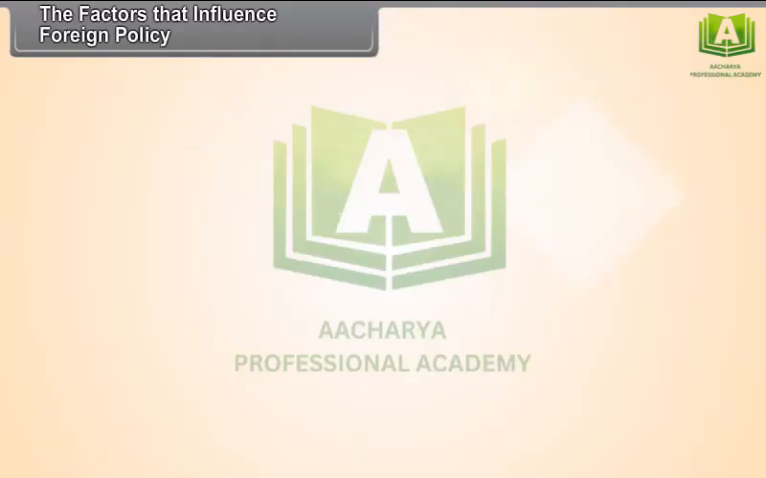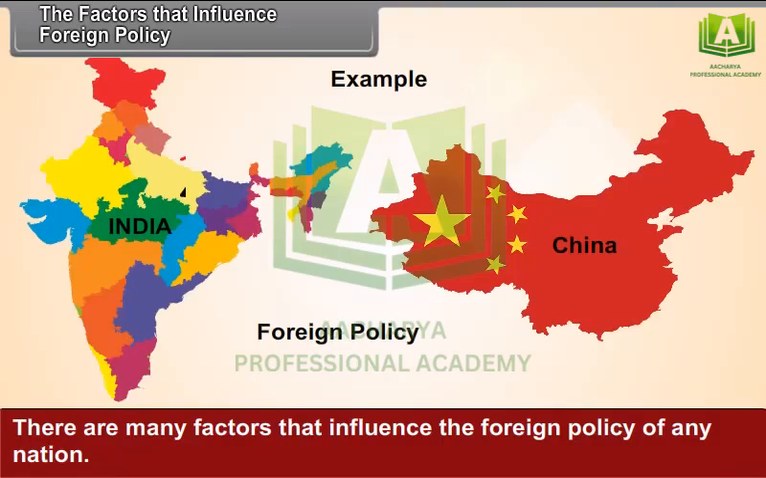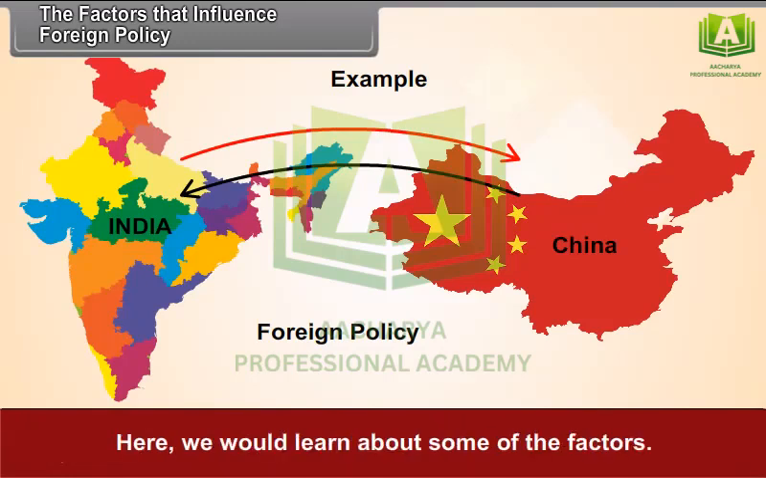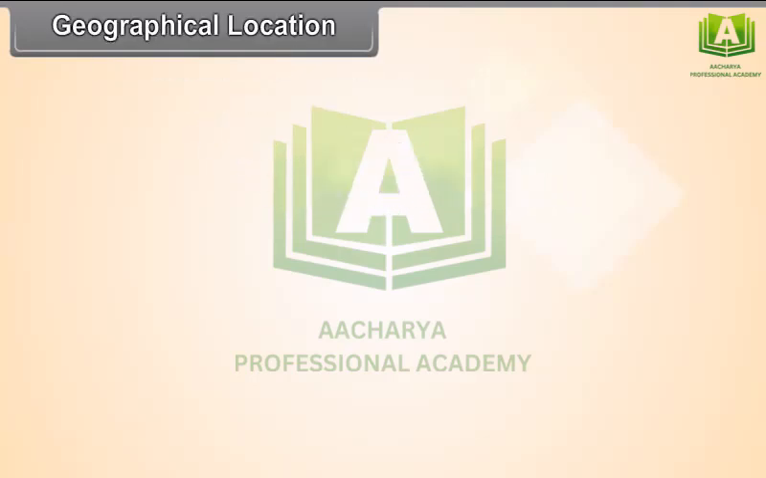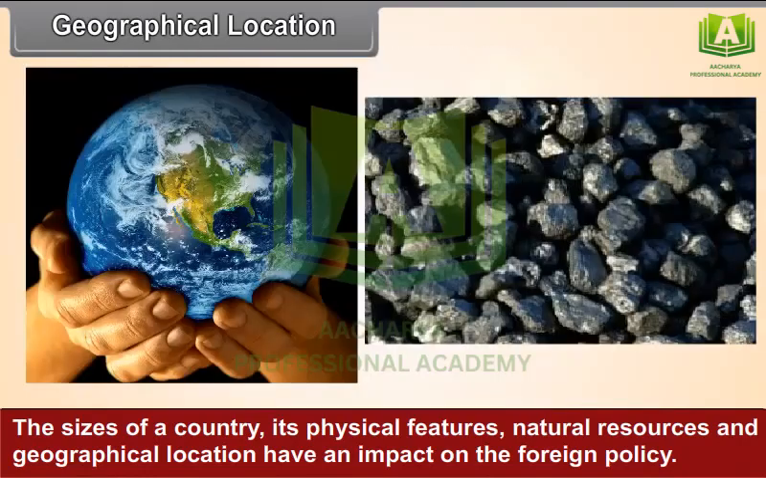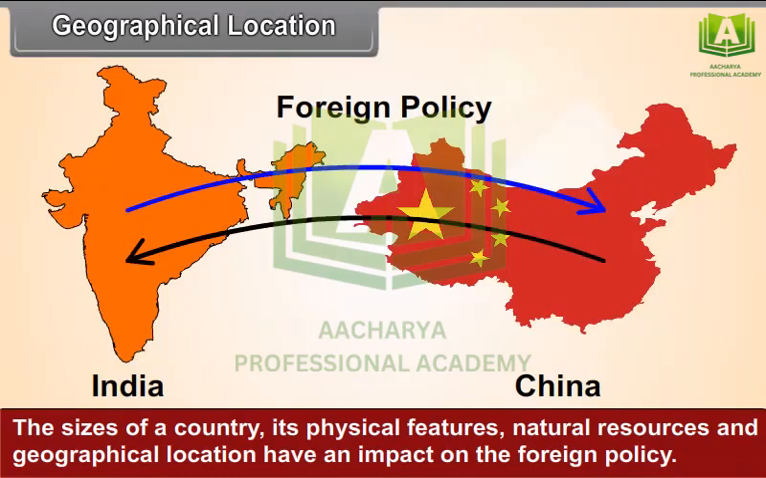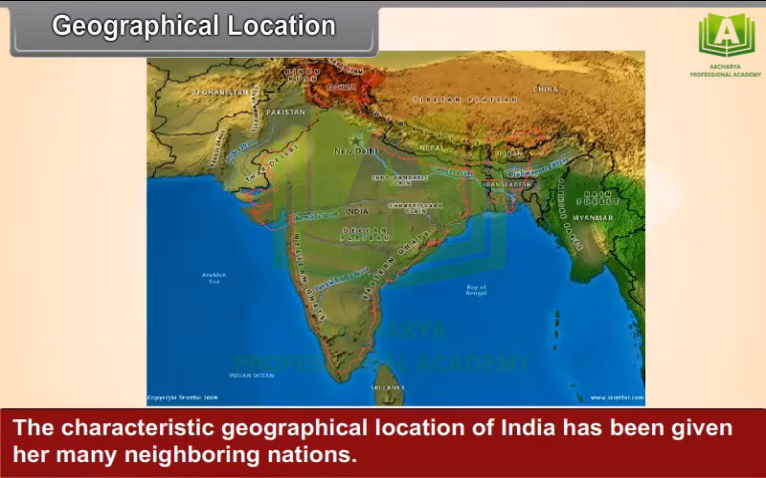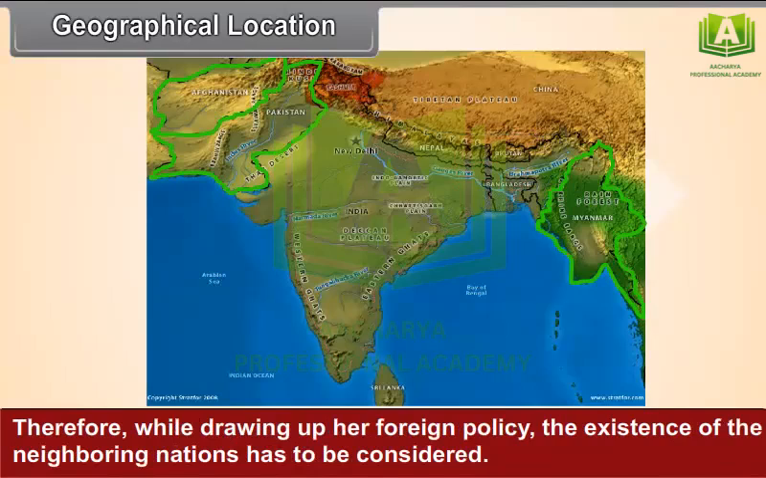The factors that influence foreign policy. There are many factors that influence the foreign policy of any nation. Here, we would learn about some of the factors. Geographical location. The size of a country, its physical features, natural resources and geographical location have an impact on the foreign policy. The characteristic geographical location of India has given her many neighboring nations. Therefore, while drawing up her foreign policy, the existence of the neighboring nations has to be considered.